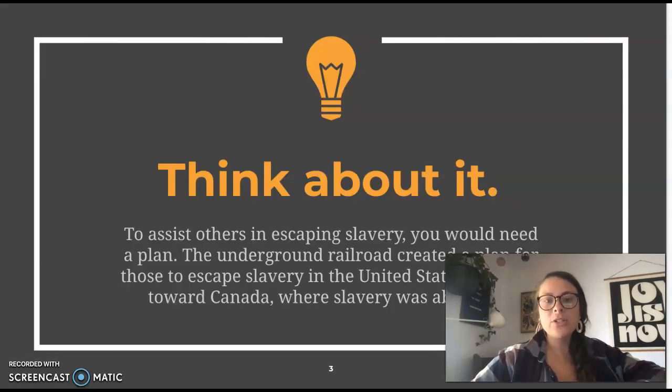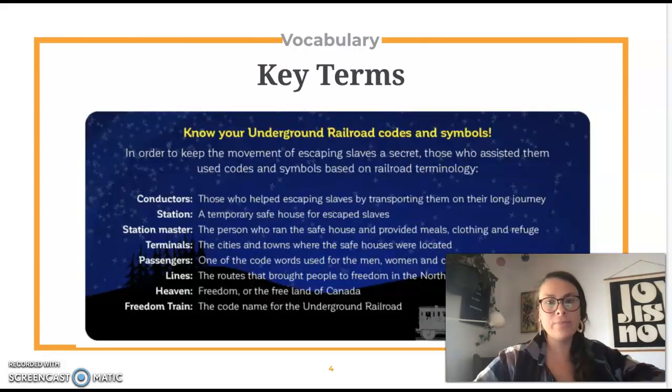Think about it. To assist others in escaping slavery, you would need a plan. Remember that at the time, slavery was legal. It was allowed, even though it was the wrong thing and the way that people should not have been treated. The Underground Railroad created a plan for those to escape slavery in the United States and head toward Canada, where slavery was abolished. Abolished means not allowed, not legal.